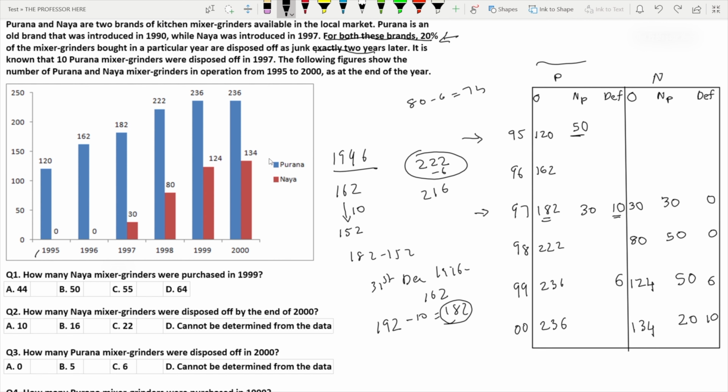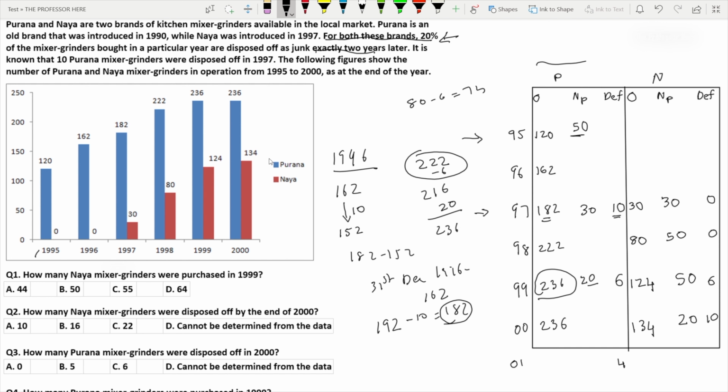And then during the course of the year 1999, 20 new mixer grinders are bought by the customers. So that becomes 236 and we get this value. So the number of new purchases in the year 1999 is 20. Now applying the same logic, you can find that in the year 2001, 20% of 20, which means 4 of the mixer grinders active will be disposed of. We don't have to do that. Now we have found out as much data as we can from the graph. So let's look at the questions.